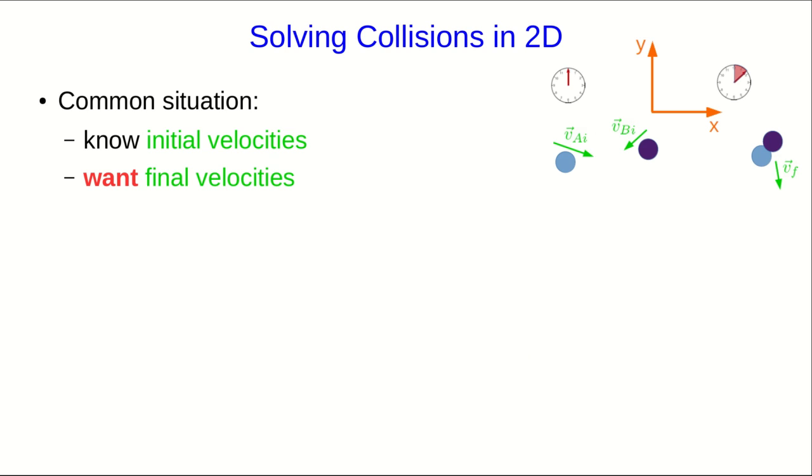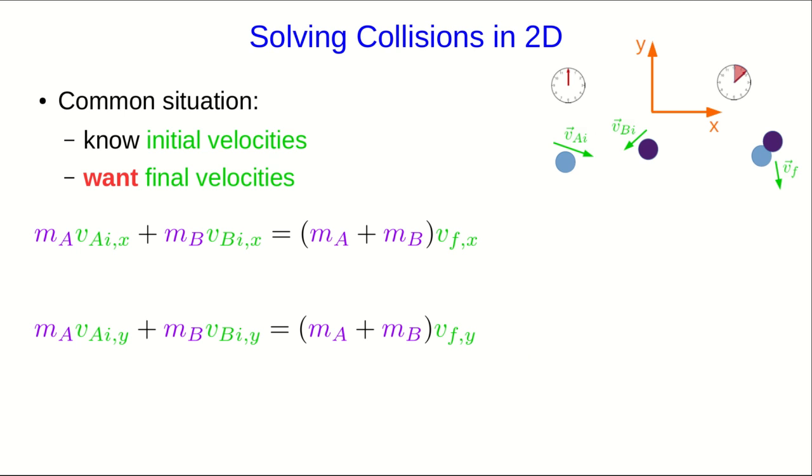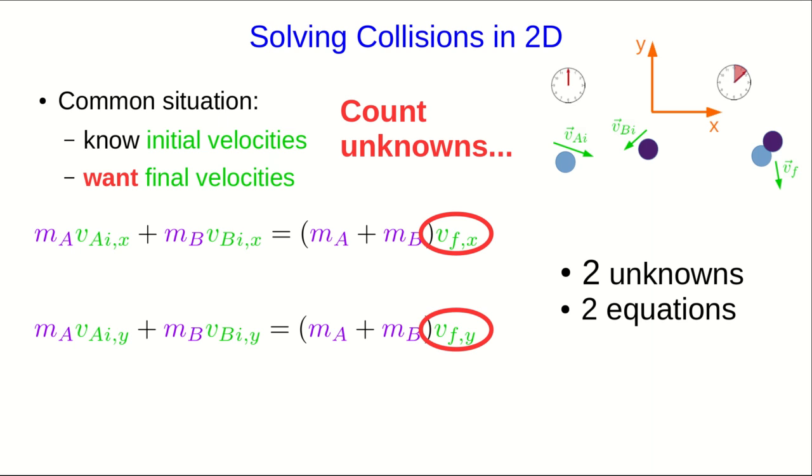Another common situation, though, would be a situation where the 2 objects stick together and move with a common final velocity. Now your conservation of momentum equations are going to look like this. You only have two unknowns and two equations, and so this would be perfectly solvable.